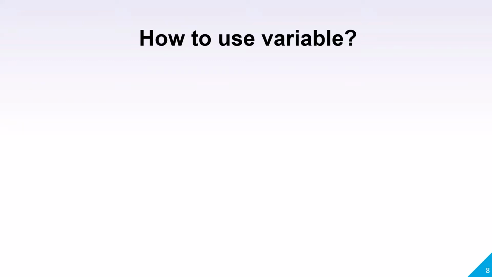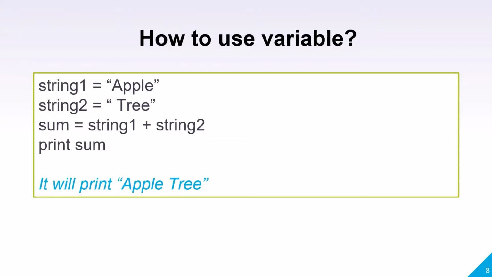Next we will learn a string variable. Here string 1 is a string variable and its value is apple. String 2 is another variable whose value is tree. If I sum it, that is string 1 plus string 2, and print it, the value will be apple tree. Let's go for another example with the boolean variable.